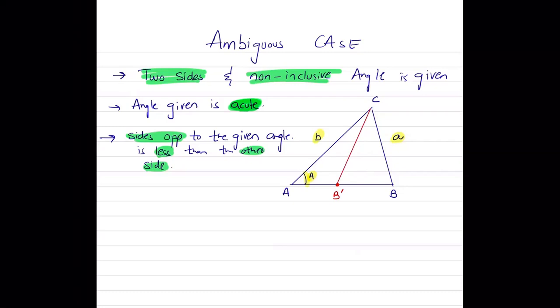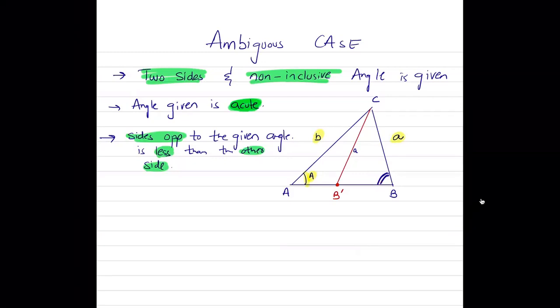Now, if you consider the outer triangle, Nawal, how should I find angle B? If let's say I want to find angle B, what should I do? The length of A is given to me. The length of B is given, and the angle A is given. How do you think we should find angle B? Sine rule. Sine rule. Very good.